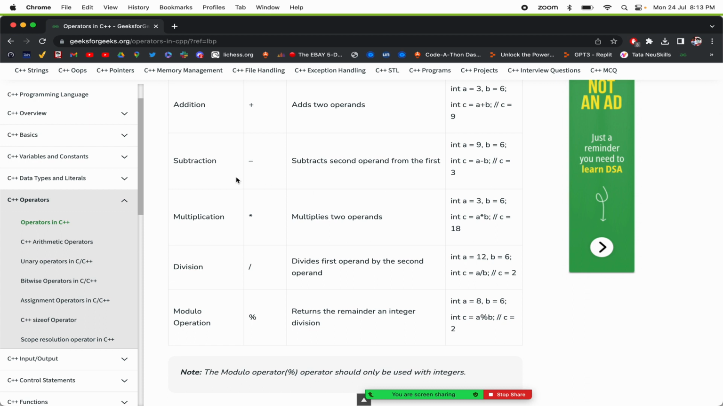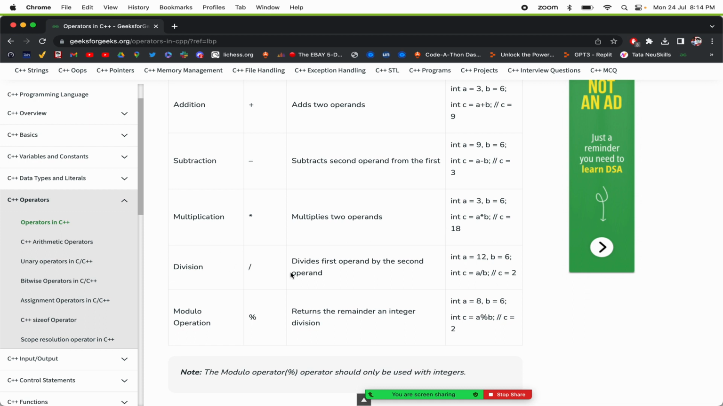Then we have subtraction, that subtracts the second operand from the first. We have a equals 9, b equals 6. When we say a minus b, it will subtract 6 from 9 and set the value of c to 3. Then we have multiplication, that multiplies two operands. We have int a equals 3, b equals 6, and we multiply both values, so we have 18 as the value of c.